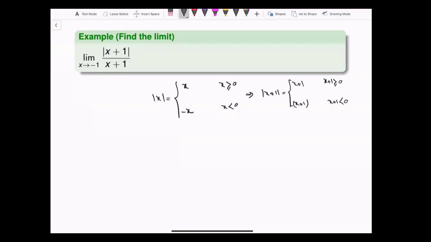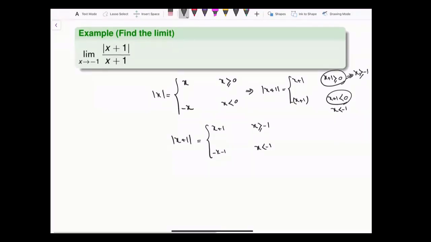And as you see, absolute value of x plus 1 is a piecewise defined function: x plus 1 if x is bigger than negative 1, and negative x minus 1 if x is less than negative 1.